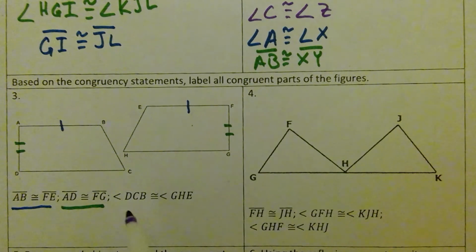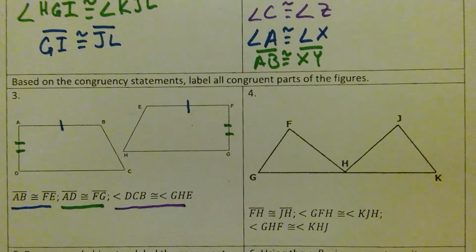We've got one last pair of congruent parts, and those are angles DCB and GHE. So let's find those on our figure. So we have DCB. Remember, this middle letter is our vertex. That's where our angle is actually going to be. And we're going to put one mark there. Okay. And we look here, we've got GHE. So H is in the middle. That's our vertex. That's where our angle is going to be.